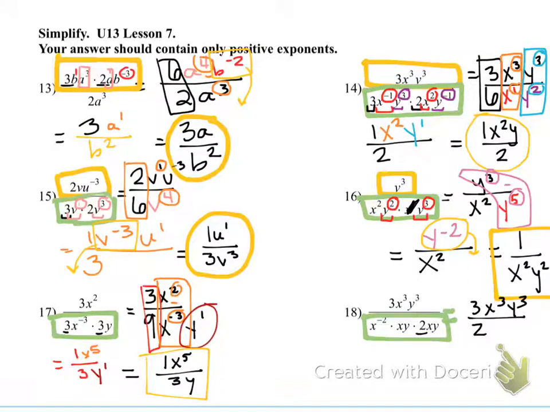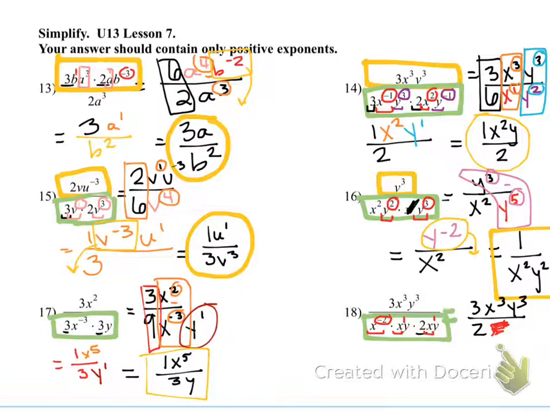And now let's take a look at our x's. So for our x's, I've got this x to the negative 2. I've got this x to the 1st power. And I've got another x to the 1st power. So we're going to add them all together. So negative 2 plus 1 gives me negative 1. Plus another 1 gets me x to the 0. But we know that x to the 0 just gives me 1. So I'm just going to cross that out.